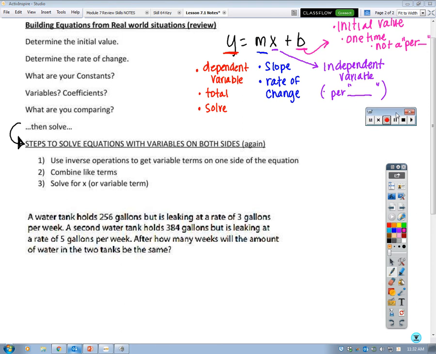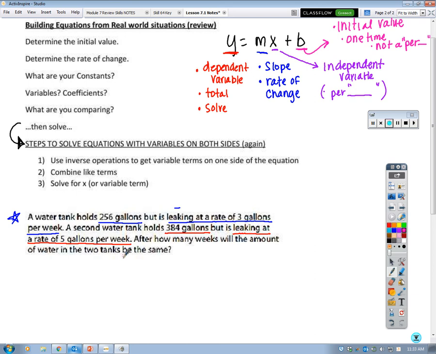Move this out of the way. So let's go ahead and take a look at a real-world situation. We've got this scenario right here. A water tank holds 265 gallons, but is leaking, so that's negative, at a rate of 3 gallons per week. We have a second water tank that holds 384 gallons, but is leaking at a rate of 5 gallons per week. After how many weeks will the water in the two tanks be the same?